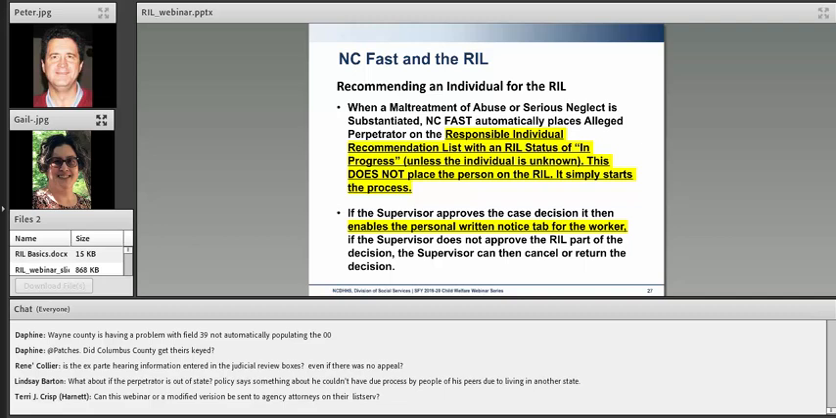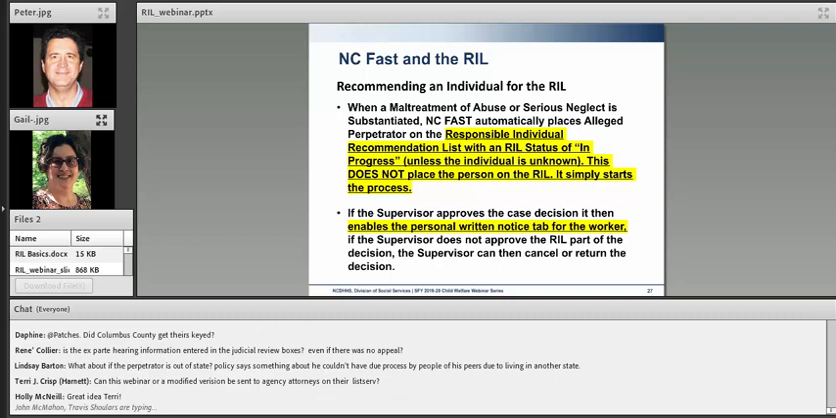Please understand, just because the system has done that, it does not place the person on the RL. It simply starts the NC-FAST process. Right? There are still steps the agency has to take. Again, either waiting on notice to be given to the individual, waiting on them to file a notice of appeal, that type of thing. Right? So whatever it is, just be reminded, it starts the process. Right? If a supervisor approves the case decision, it enables a personal written notice tab for the worker. Right? So in other words, you can go in there and a tab will come up and you can create the personal written notice.